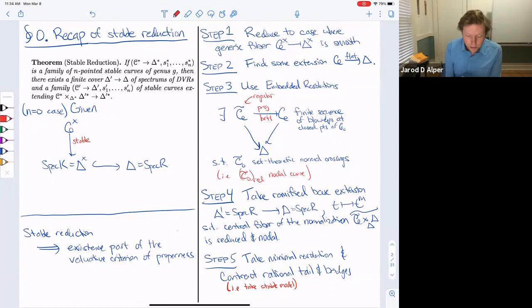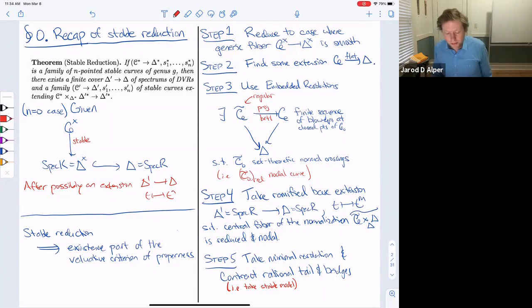And given that, the statement is that there exists, after possibly an extension of DVRs, that is a map like this, that takes t to t to the n, and then after possibly this extension and taking corresponding base changes, then the goal is to show that there exists a family C over the DVR that's a stable family, restricting to the original one. And this is just the existence part of the stable reduction.